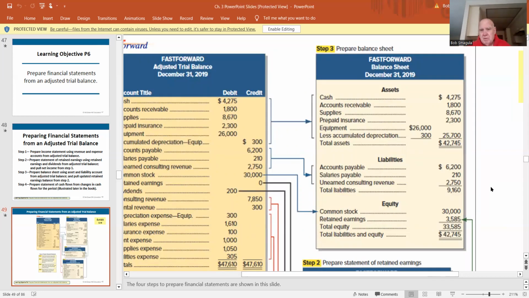That's why it's important and crucial to understand why we do the income statement first, the statement of equity or retained earnings secondly, and then third, the balance sheet.